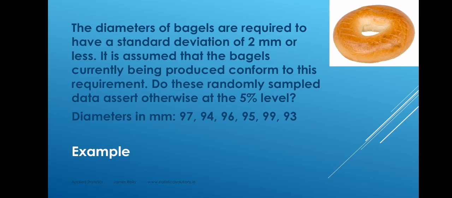For an example here, we have the diameters of bagels are required to have a standard deviation of 2 millimeters or less. It's assumed that the bagels currently being produced conform to this requirement. Do these randomly sampled data assert otherwise at the 5% level? So here we have the diameters 97, 94, 96, 95, 99 and 93. Are those data consistent with the belief that the standard deviation is 2 millimeters?